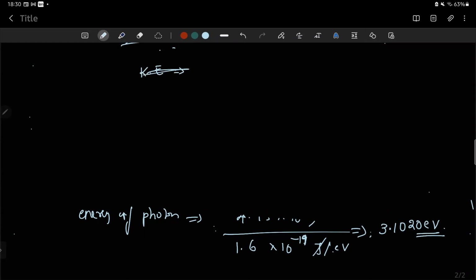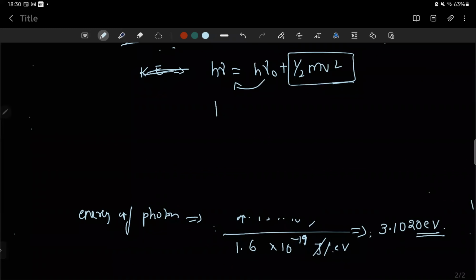So நம்மளுக்கு formula வந்து h nu is equal to h nu naught plus half mv square அப்படிங்கிறது தெரியும். கரெக்டா? So அவங்க kinetic energy தான் கேக்குறாங்க. So which means, h nu minus h nu naught is equal to kinetic energy.